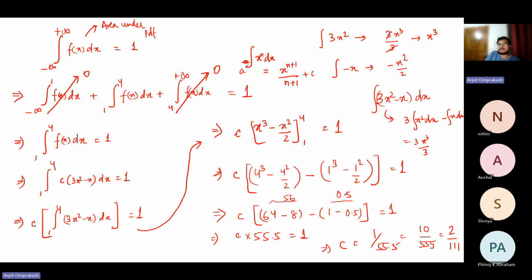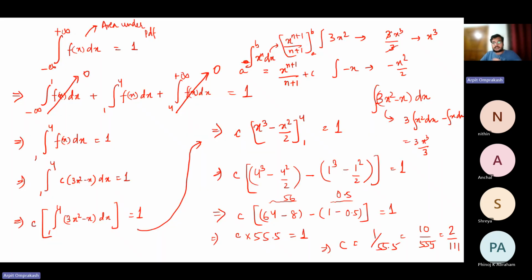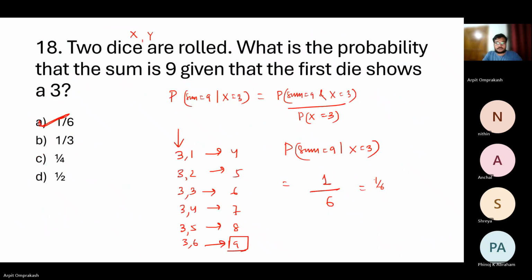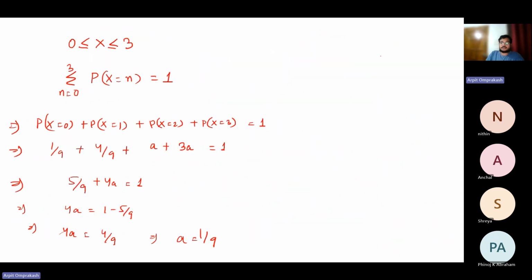But if you have limits of a and b, what you do in that case is you have x to the n plus 1 divided by n plus 1, and then you substitute x equal to b and get a value, and subtract that by substituting x equal to a. I have an empty slide right now, so I'll just show it here.